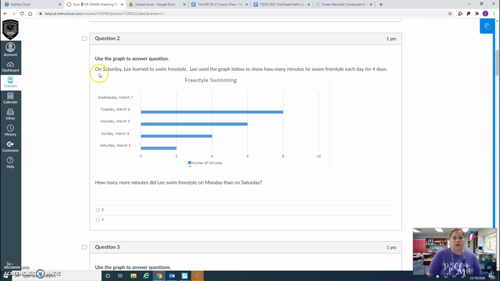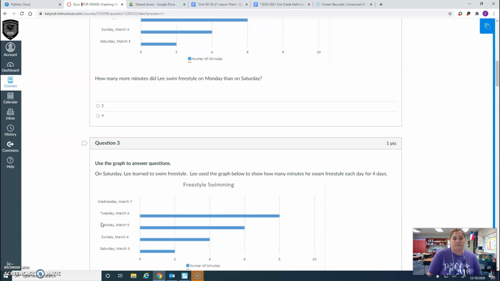Question 2. On Saturday, Lee learned to swim freestyle. Lee used the graph below to show how many minutes he swam freestyle each day for 4 days. How many more minutes did Lee swim freestyle on Monday than on Saturday? 2 or 4?